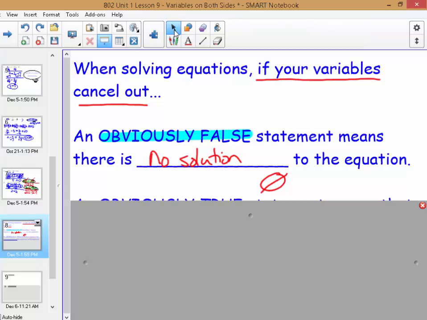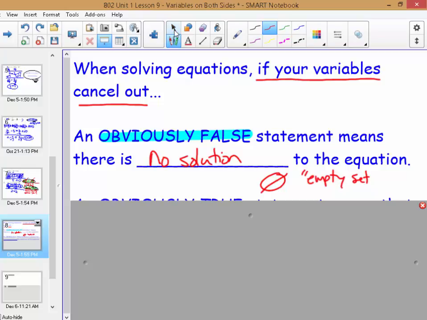It means empty set. It looks like a 0 with a slash through it, but it actually means empty set, which means there's no numbers. There's no numbers that work. So if there's a false statement, it's no solution or it's an empty set.